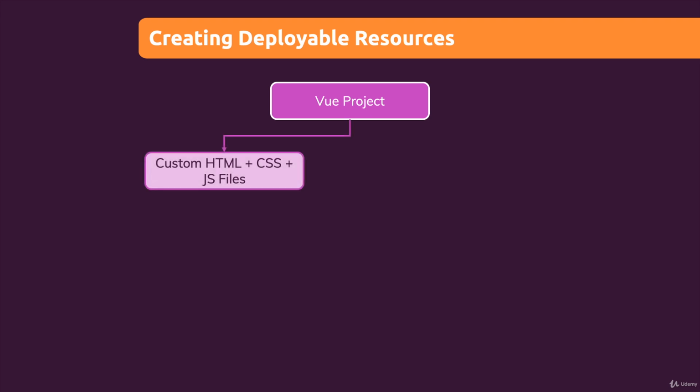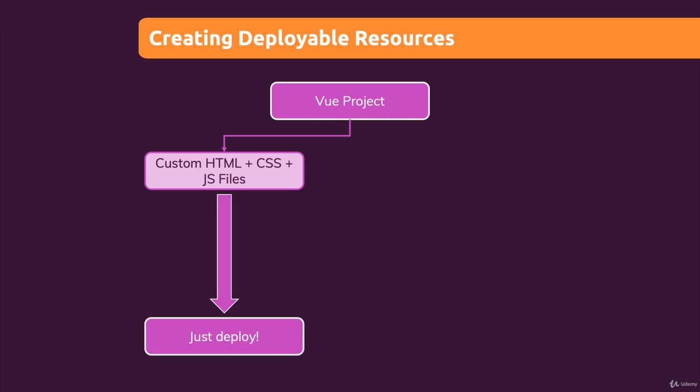If you have a very simple project, as we had it in the beginning of the course, for the Monster Killer project, for example, we really just had a couple of custom HTML, CSS, and JavaScript files. We had no project setup created with the Vue CLI or anything like that. In that case, you can just grab those files and upload them onto a server.